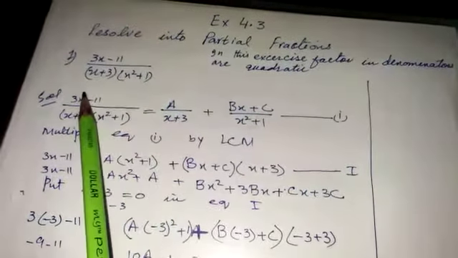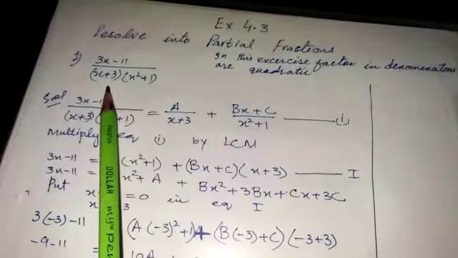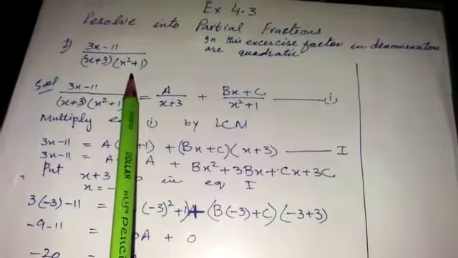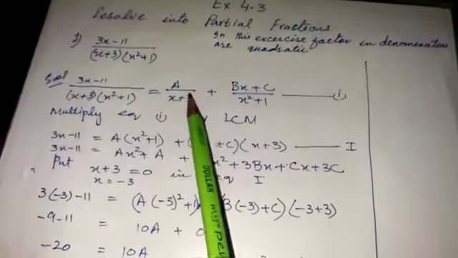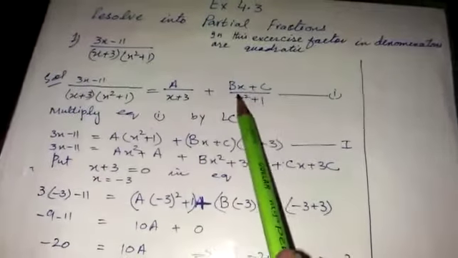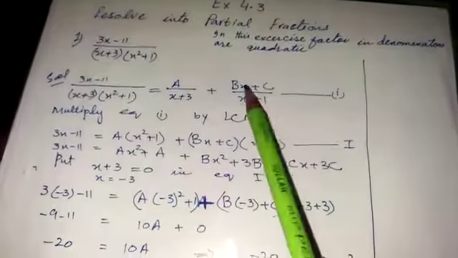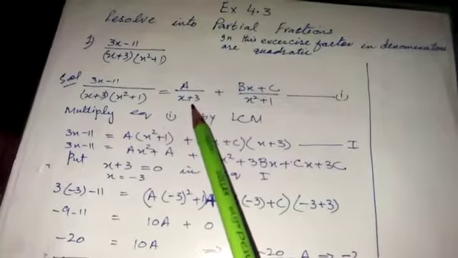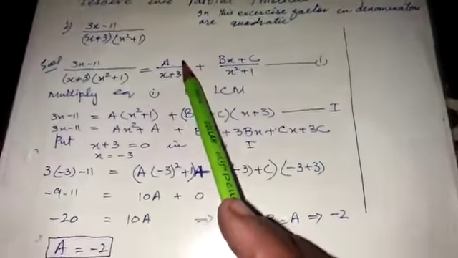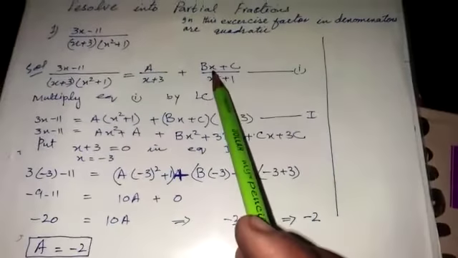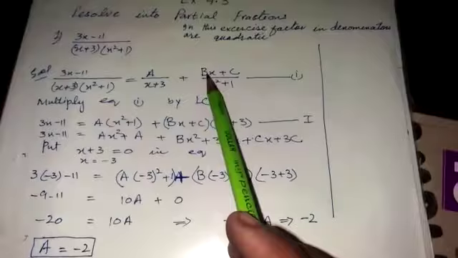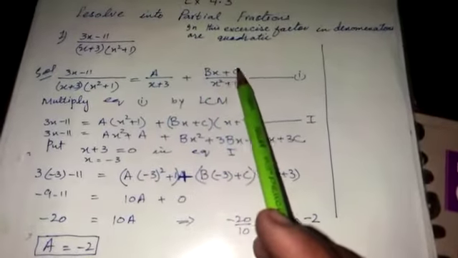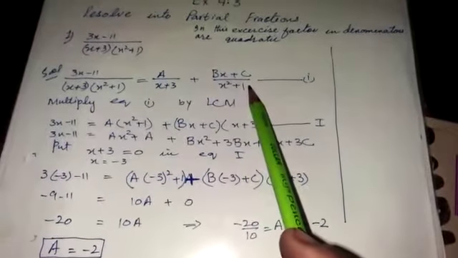As you know, the denominator has two factors. The first factor is linear and the other is quadratic. So we will resolve this fraction into A over (x + 3) plus (Bx + C) over (x² + 1). As you know, this is a linear factor, so we will write simply A, and this is quadratic, so we will put a variable of degree 1 with the second term, plus a third term added to it, divided by x² + 1.